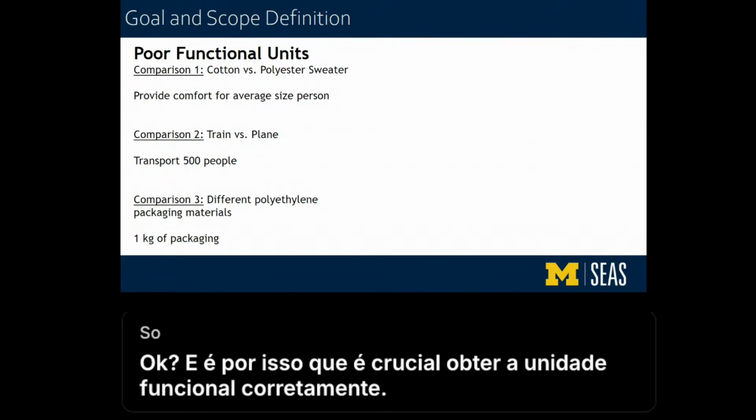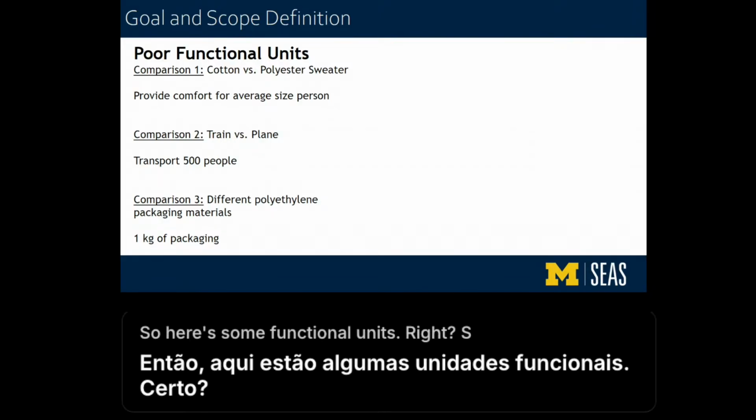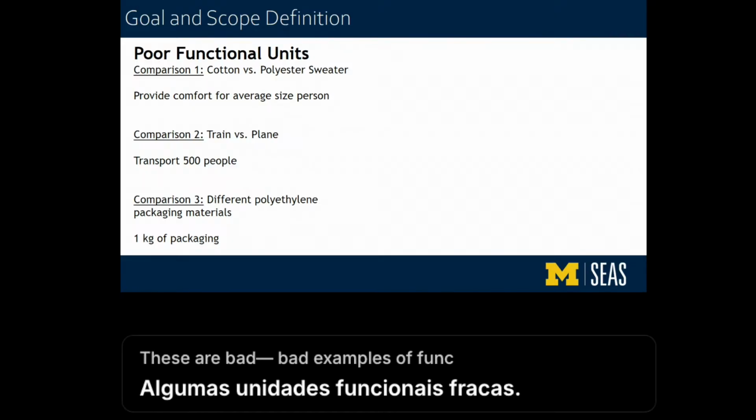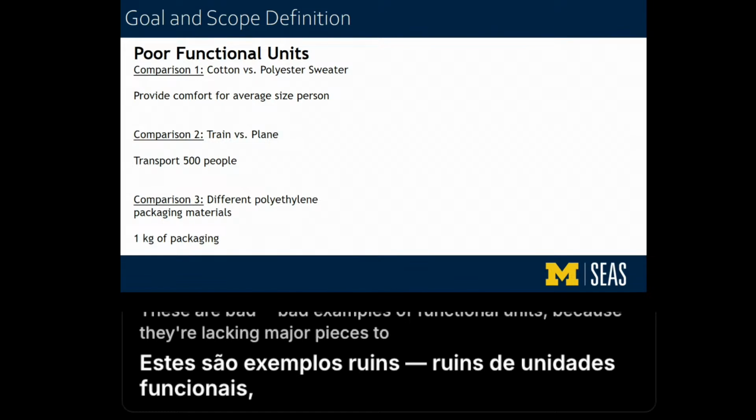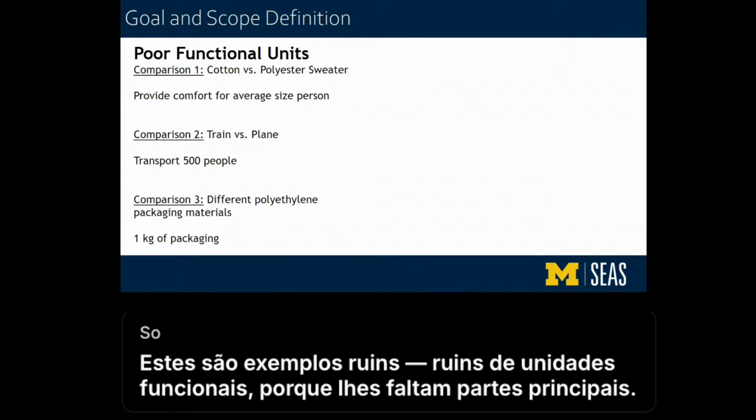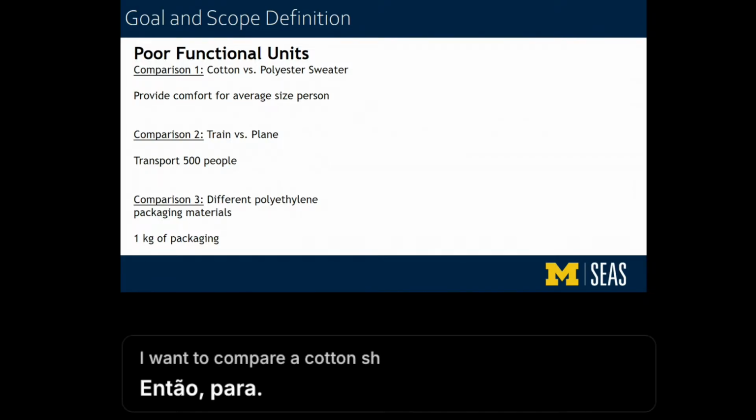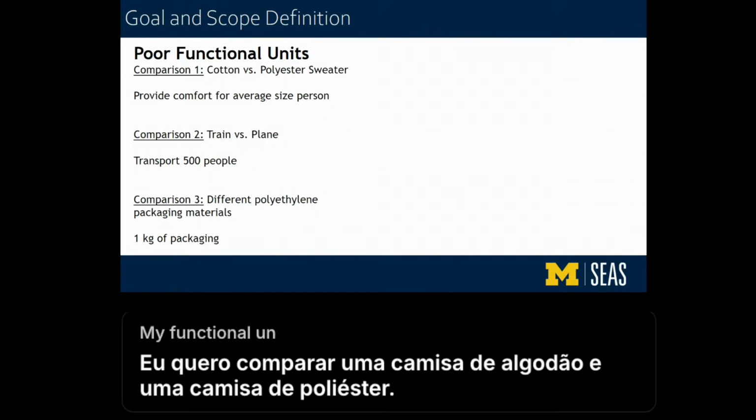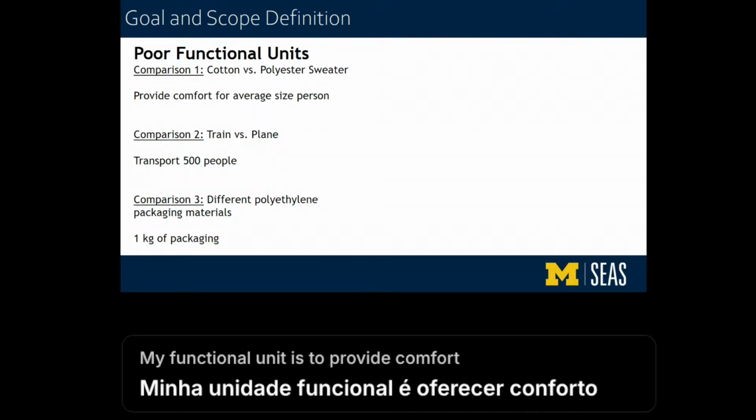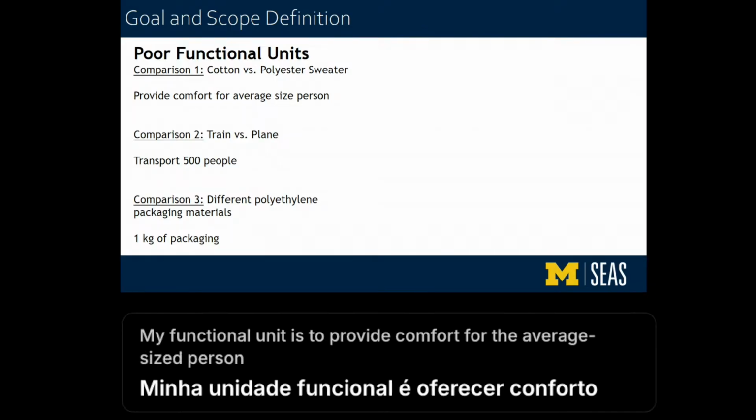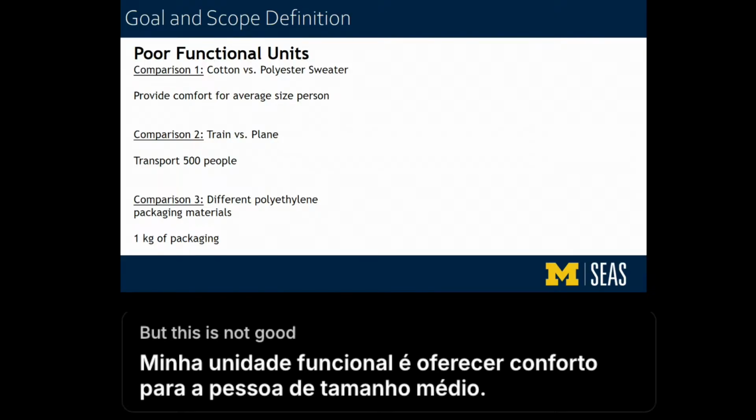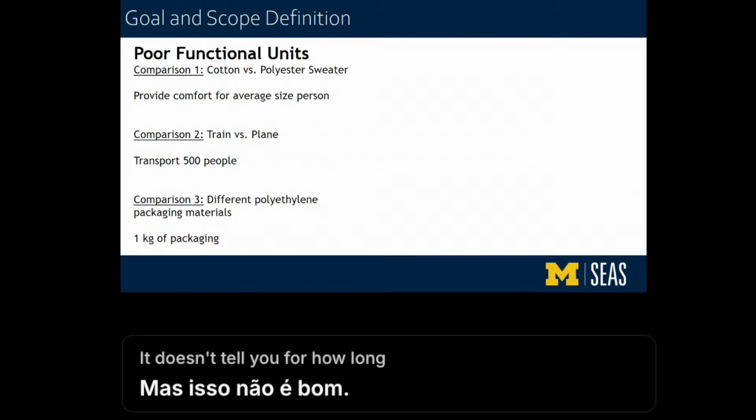So here are some poor functional units. These are bad examples of functional units because they're lacking major pieces. I want to compare a cotton shirt and a polyester shirt. My functional unit is to provide comfort for the average size person. But this is not good. It doesn't tell you for how long. It doesn't tell you what an average size person is.